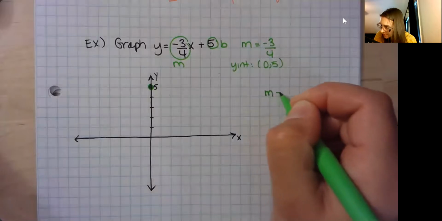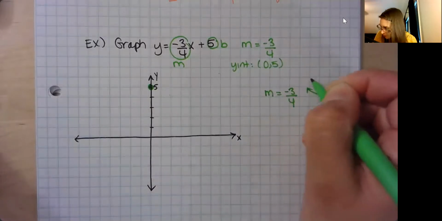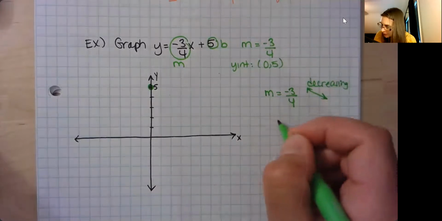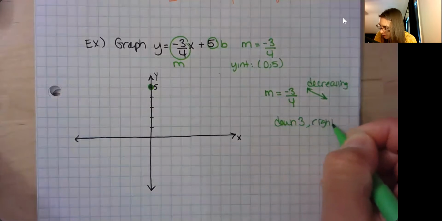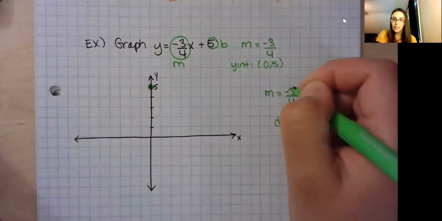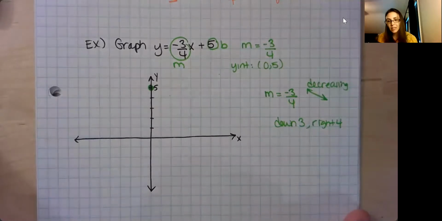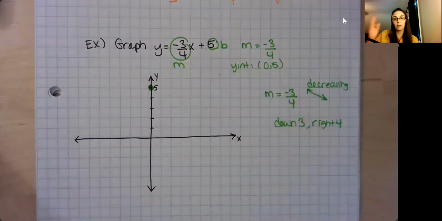Notice that my m is negative 3/4, so I know I should have some sort of decreasing line. So what I'm going to do is go down 3, right 4. Again, the top one is your up and down, the bottom is your left to right. And if it's negative, you're decreasing, so we're thinking about going down. We read graphs in general left to right, so that's why you're going to see me draw generally in the right direction. It's just easier. And then I can use that positive or negative to know if I'm going up or down.